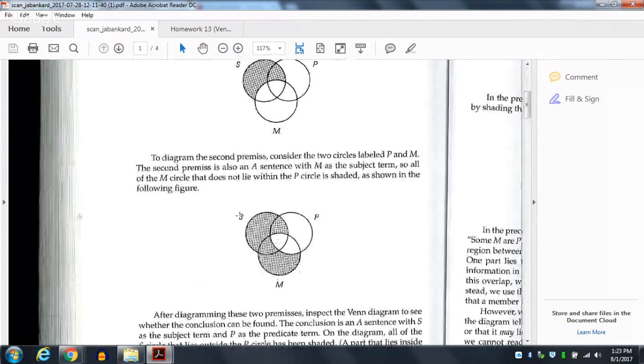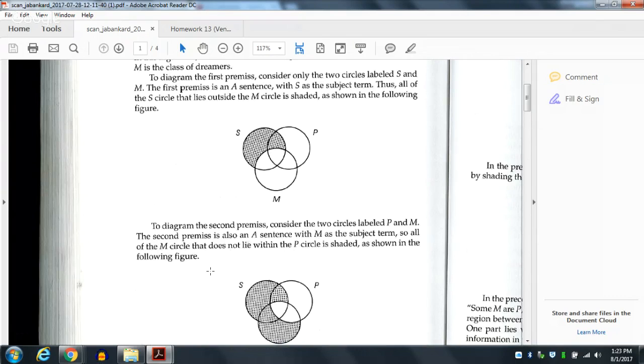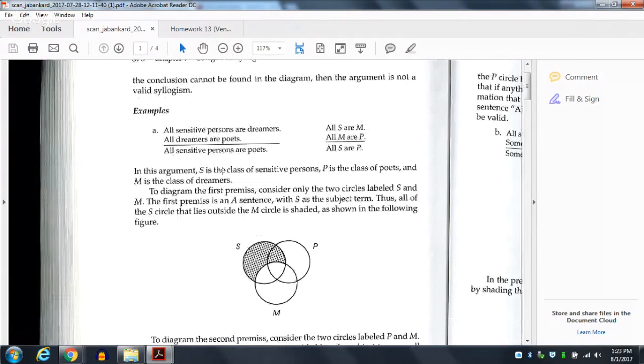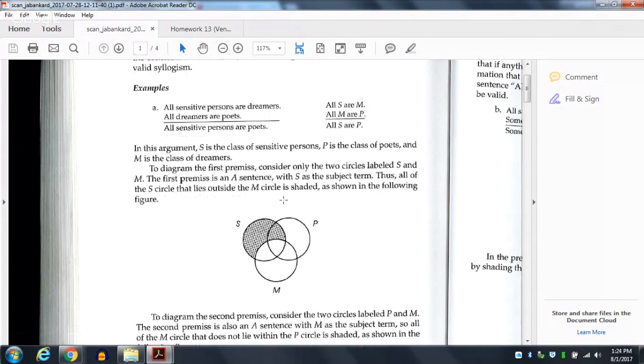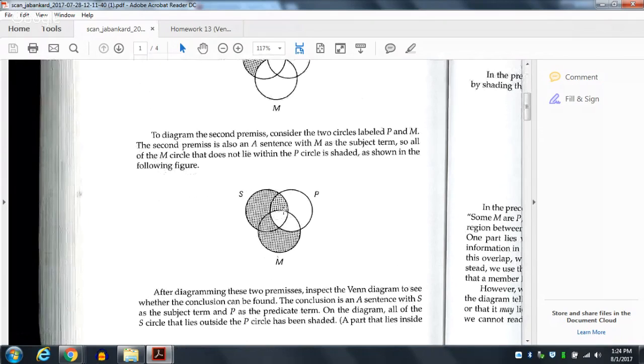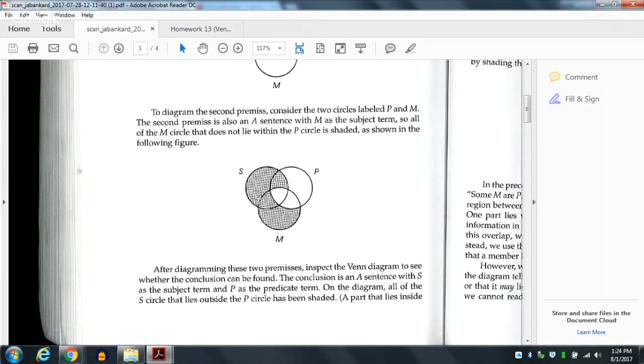So I come down. Sensitive persons all exist in this realm. They've been pushed here. Nothing can exist in the shaded areas. So all sensitive persons exist here, and this area is in fact encompassed by poets, right? So all sensitive persons are poets. That follows. I diagram the first 2 premises. I look, the conclusion holds based on what we drew. This is a valid categorical argument. All sensitive persons are poets does follow by necessity from these 2 premises, and we can see it in the diagram. All sensitive persons exist here. That's encompassed by the term poets. We're good to go.